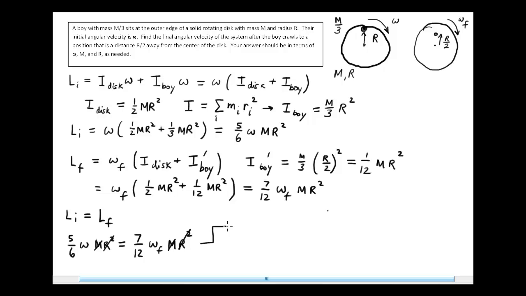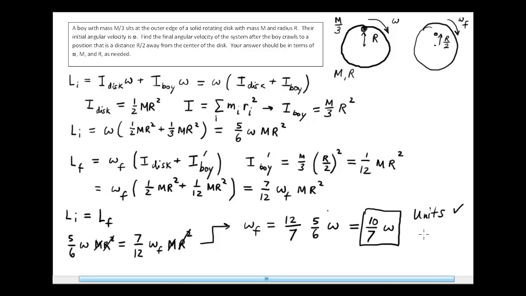And so then all we have to do is solve for omega final, and to do that I'll multiply both sides by 12/7. So that gets rid of the 7/12. So we have 12/7 times 5/6 times the original omega, and 12 over 6 is 2, so we get 10/7 omega. That is the final angular velocity of this system. And let's just check it. Of course, units are fine because omega and omega final have the same units.